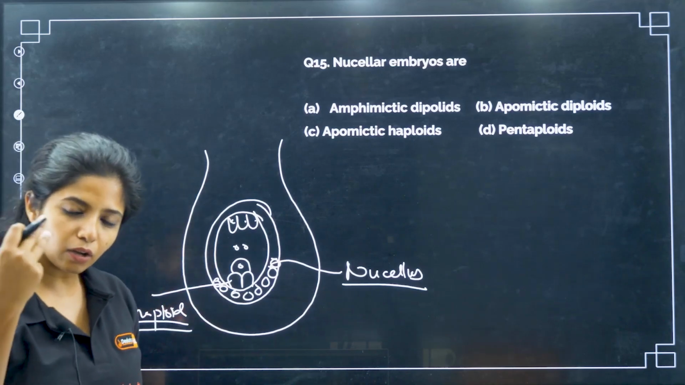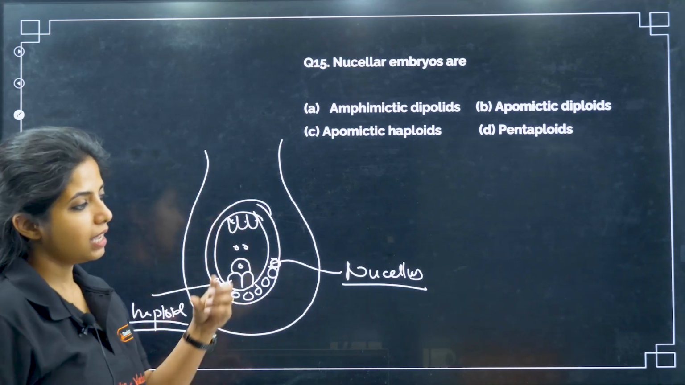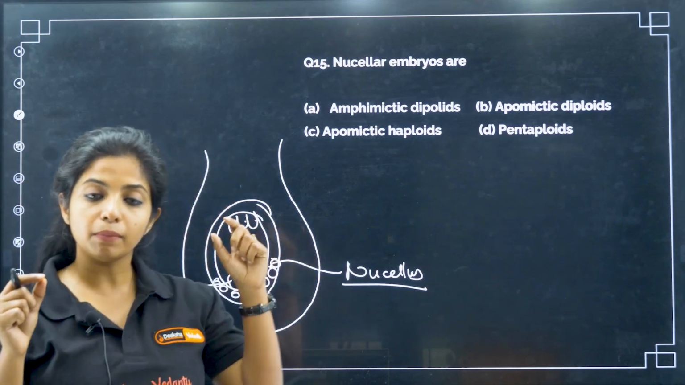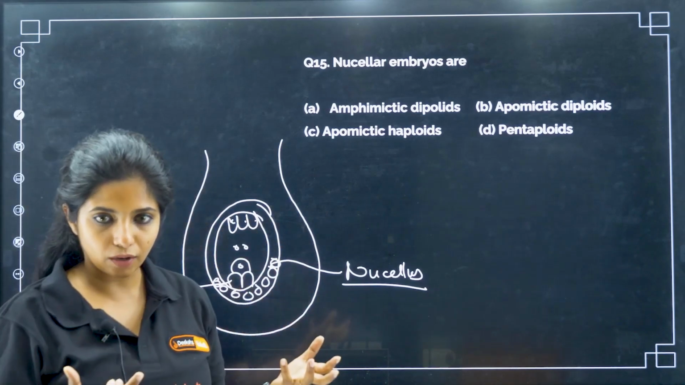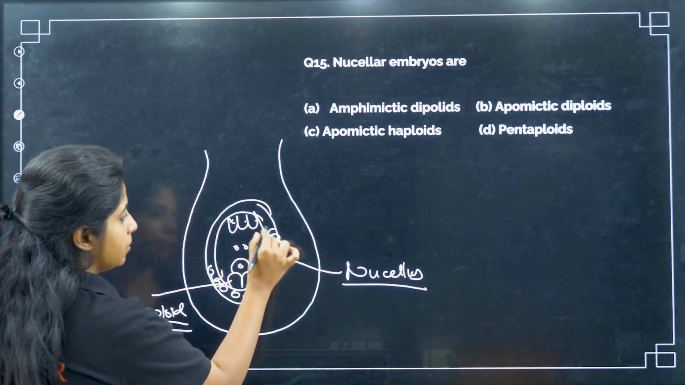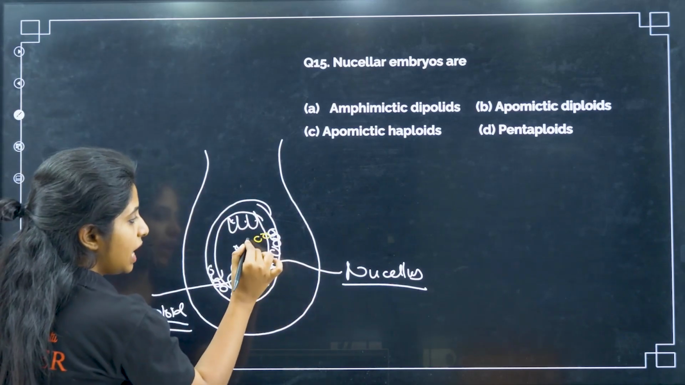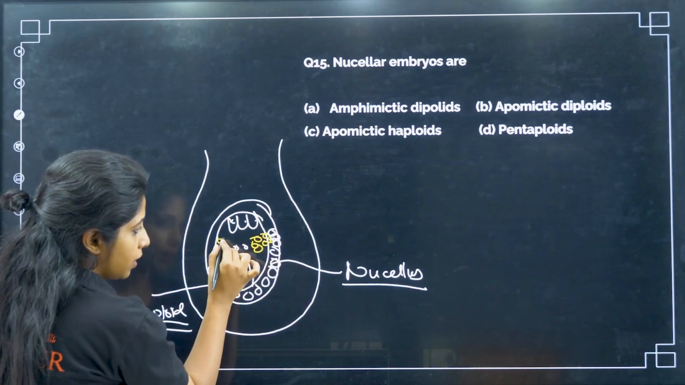Let that also be a different case. What exactly is happening is that usually the egg cell and the male gamete fuse together and form the zygote. But over here, the cells of the nucellus, the cells which are surrounding over here, generally degenerate, but over here they are going to enter into the embryo sac.